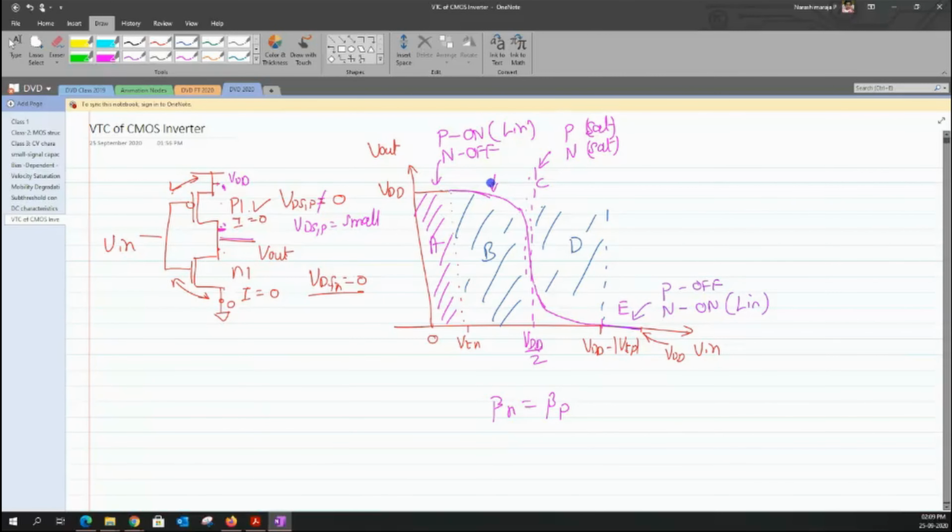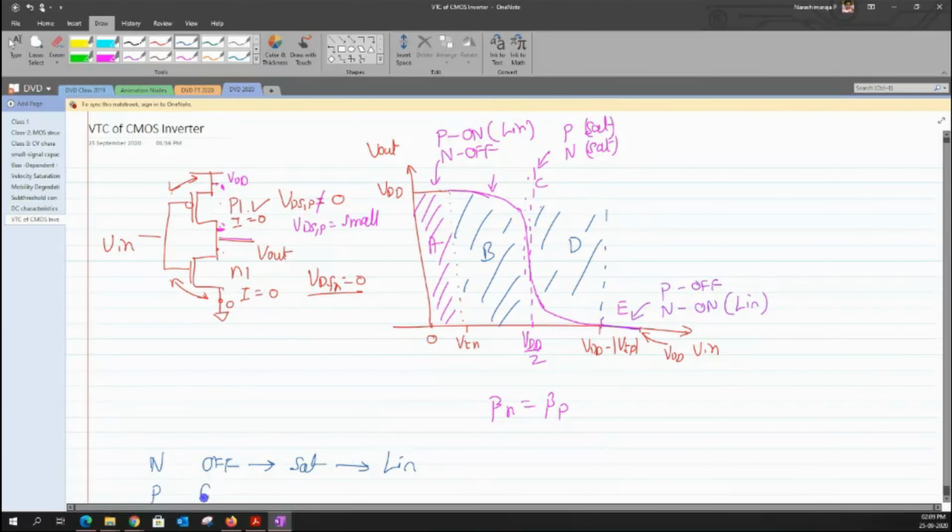Now in this case, my NMOS has moved from off to what region? Because as I said, whether it is an NMOS or a PMOS, it doesn't matter. From off, it just moves into saturation, and from saturation it can move to the linear region. So the flow can reverse as well. But the point is that you cannot jump from off to linear. That particular path doesn't exist.